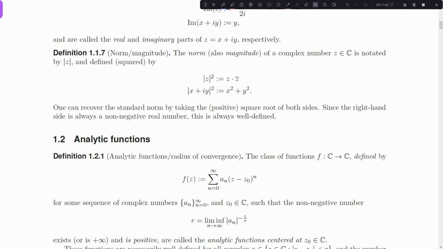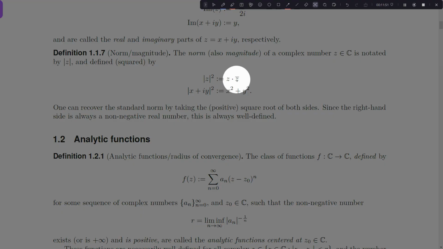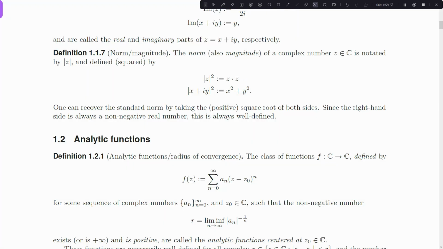So I've defined the norm squared here, but you can always take the square root to get back to the true norm. And this is another reason why it's useful that we have the conjugate: it turns out the norm of a complex number is just that number multiplied by its conjugate. And that makes it really useful. I suppose that's the norm squared.